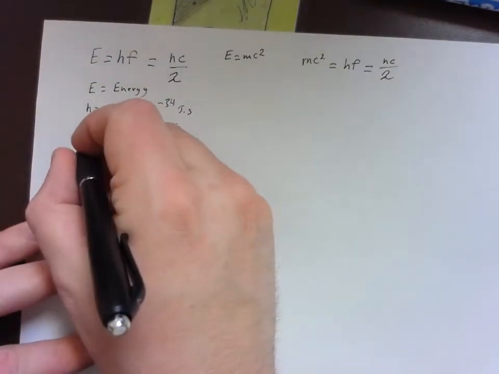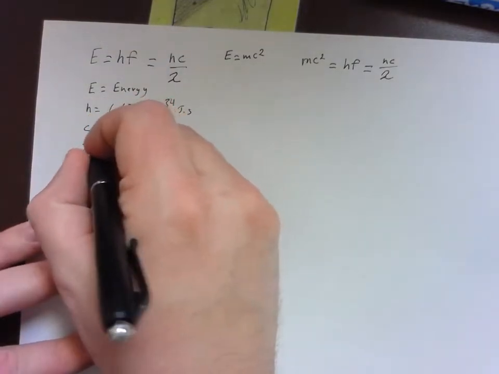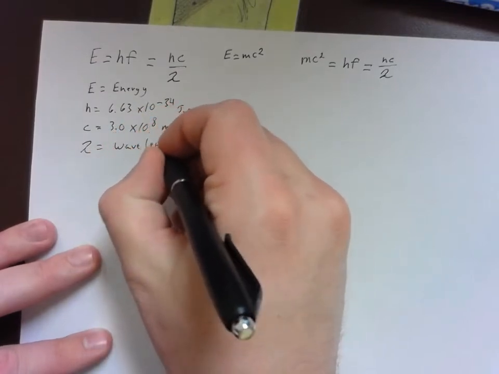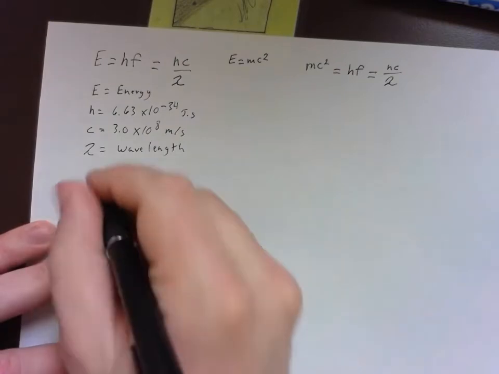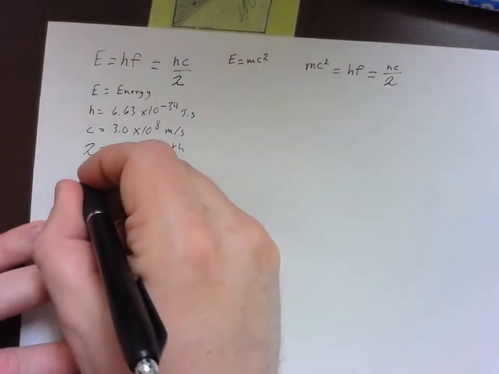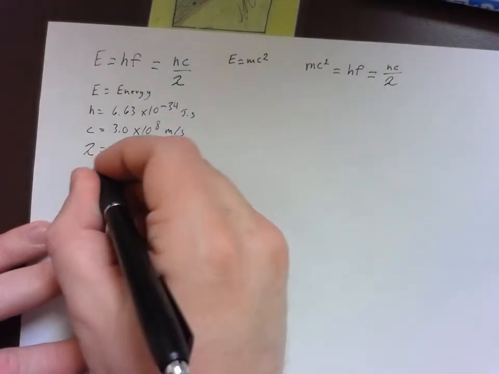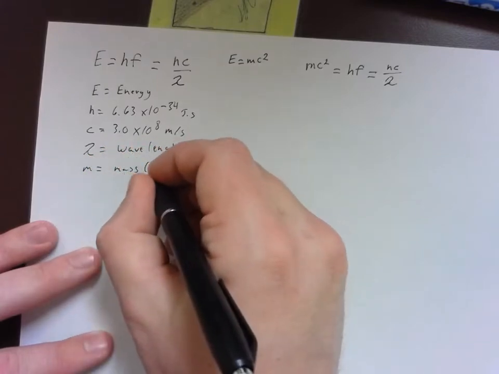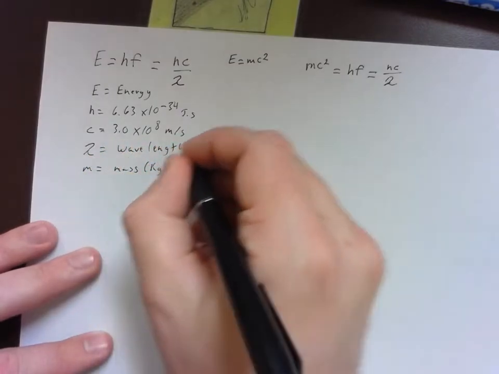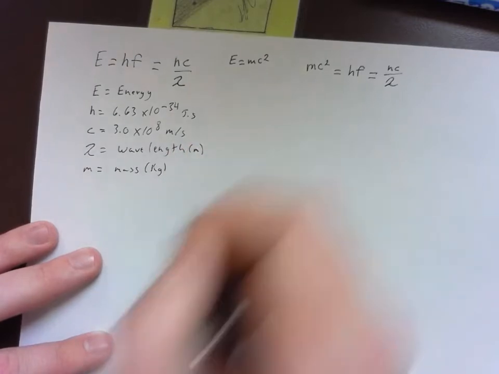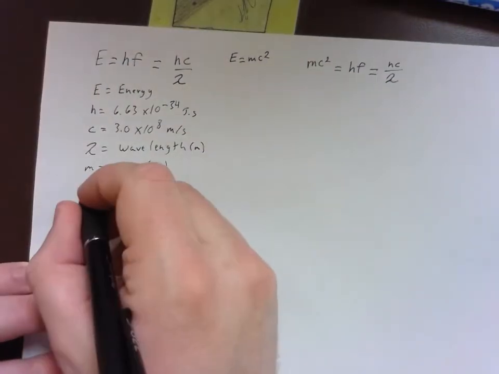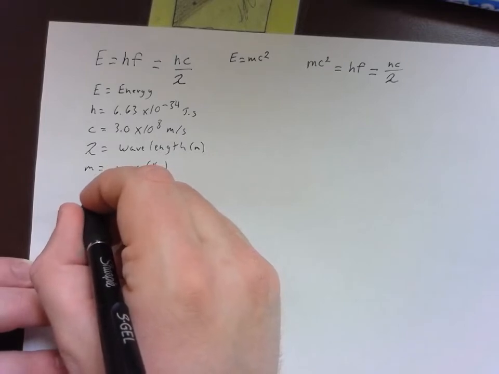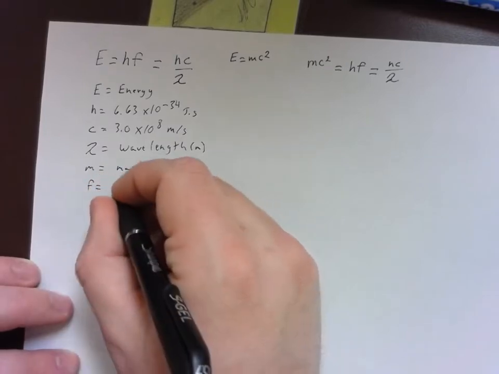Your lambda just represents your wavelength, and m equals mass, which is in kilograms. Wavelength is in meters, and then you have your frequency, which is measured in hertz.